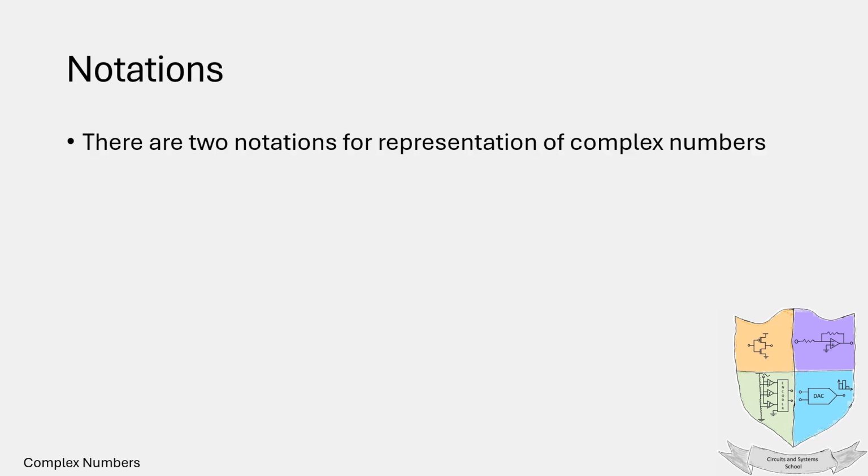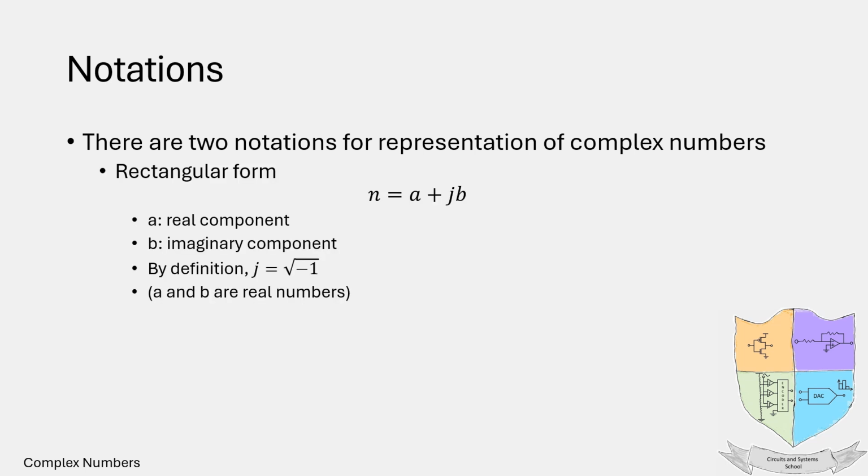There are two notations for expressing the complex numbers. In the rectangular notation, a complex number is expressed as the sum of a real part and an imaginary part. The imaginary part appears as the coefficient of j, which by definition is the square root of -1.